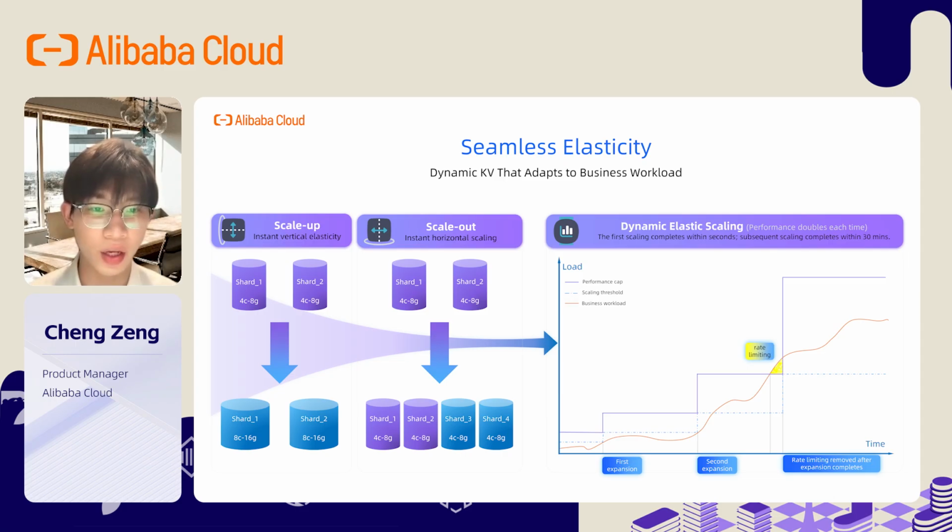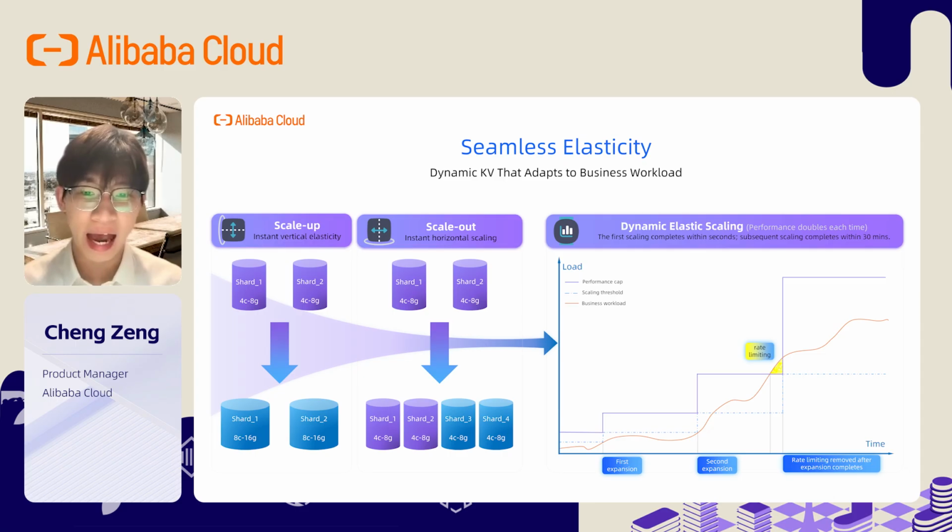And for consecutive scale ups, each takes about 30 minutes. This means if it's been more than 30 minutes since the last scale up, the next one can happen immediately. However, if less than 30 minutes has passed since the last scale up, the traffic continues to rise beyond the current capacity, and rate limiting will be applied temporarily. But once the scale up finishes, the rate limiting is lifted immediately.